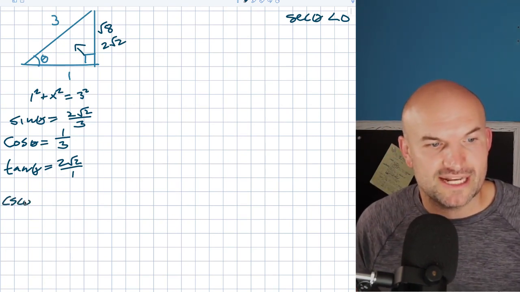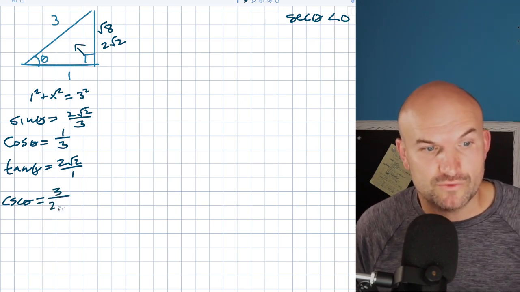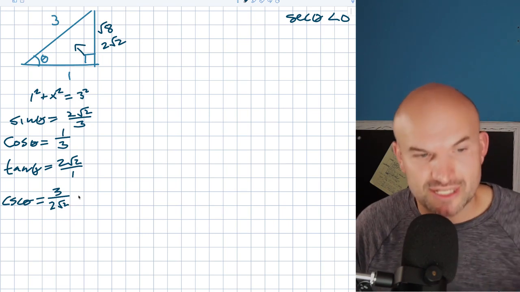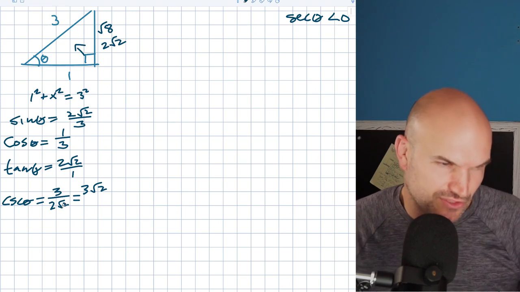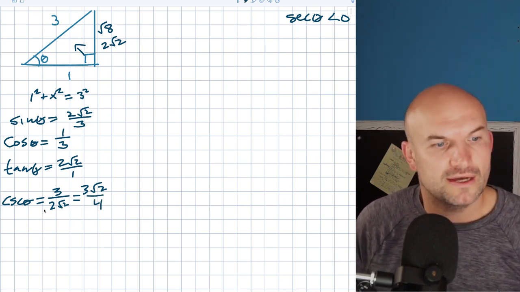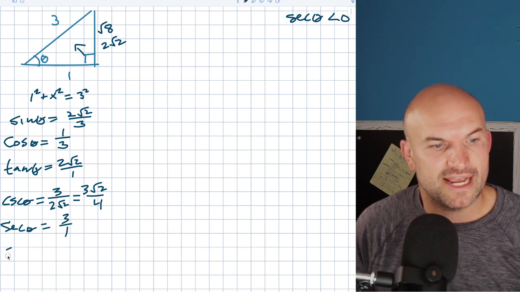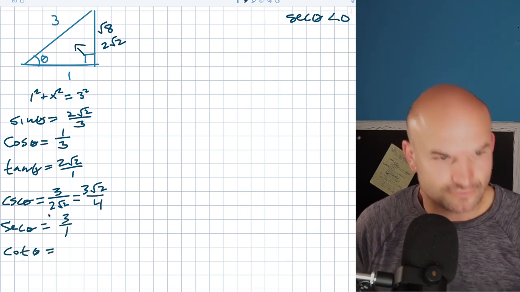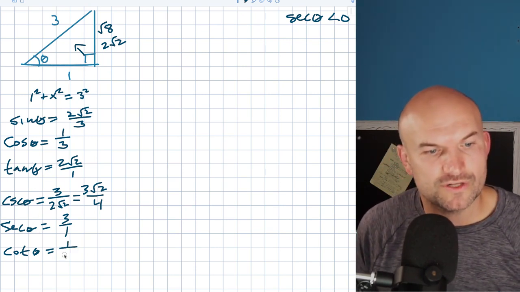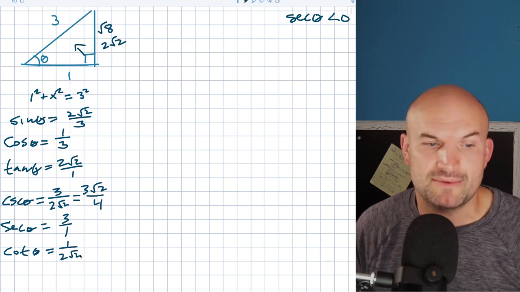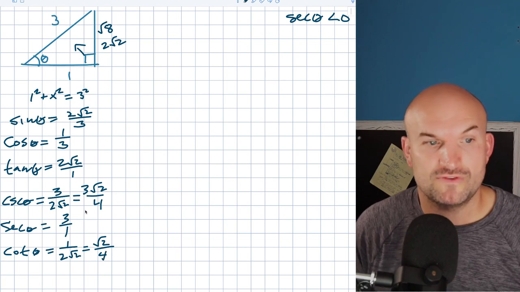So if I want to find the cosecant of theta, what I'm simply going to do is just flip this: 3 over a 2 radical 2. Now you can rationalize the denominator. When you do that, you get a 3 radical 2, because radical 2 times radical 2 is 2, so that'd be over 4. For the secant of theta, you just do a 3 over 1. And for the cotangent of theta, I would just have a 1 over 2 square root of 2, which again, you can rationalize the denominator, multiply by square root of 2 on top and the bottom. And that'd be a square root of 2 over 4.